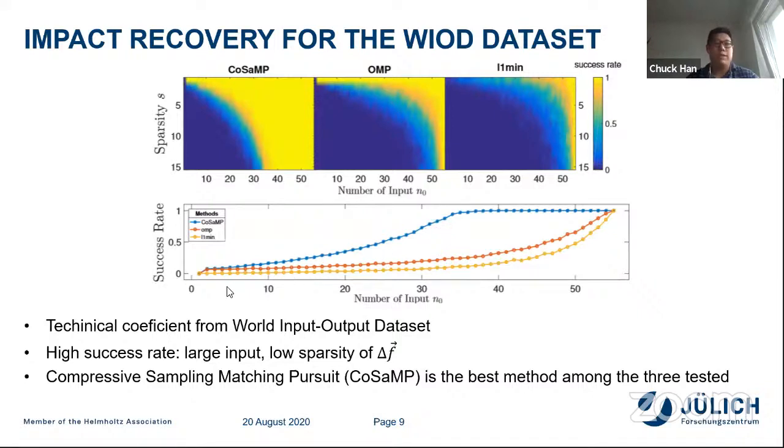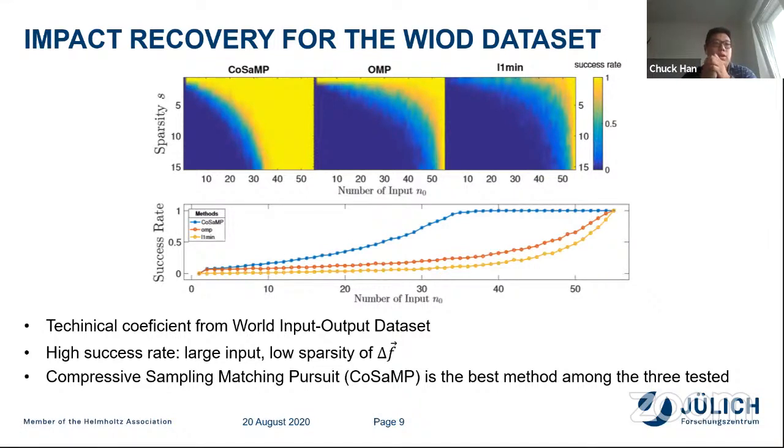The plots here just sum up vertically each of the plots and put them together. From both plots, we can see the reconstruction is possible. It works better with CoSaMP. It is a better method among the three that we tested.